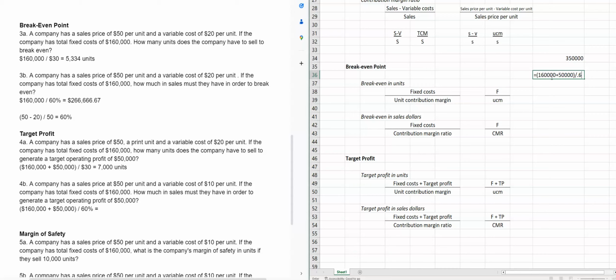Divided by 0.6, $350,000. So remember, we can always convert from units to totals, totals to units. The only times we have to really be careful is this one up here where it's an ugly number and we had to do some type of weird rounding up.